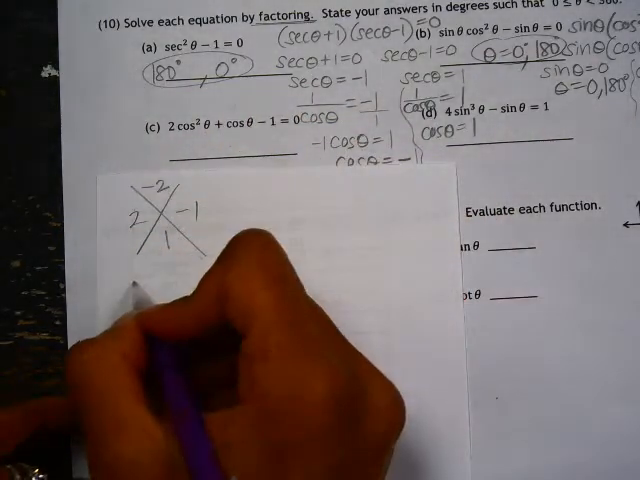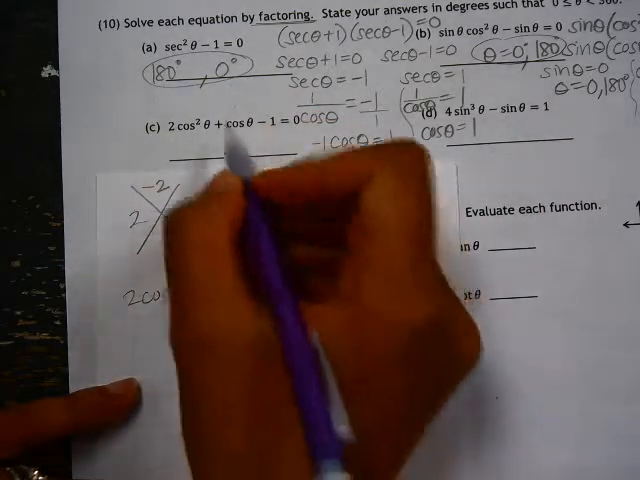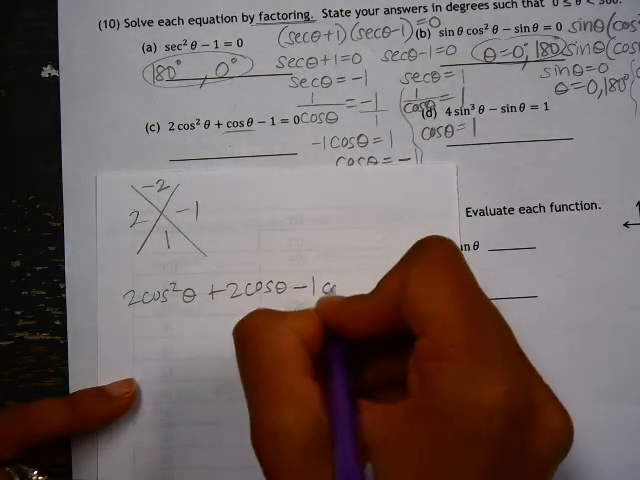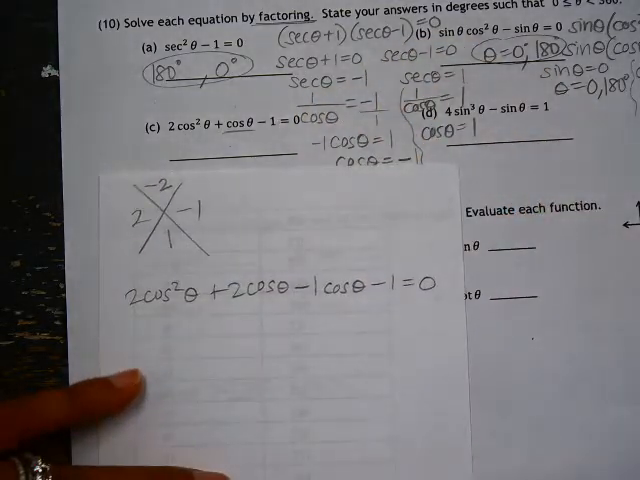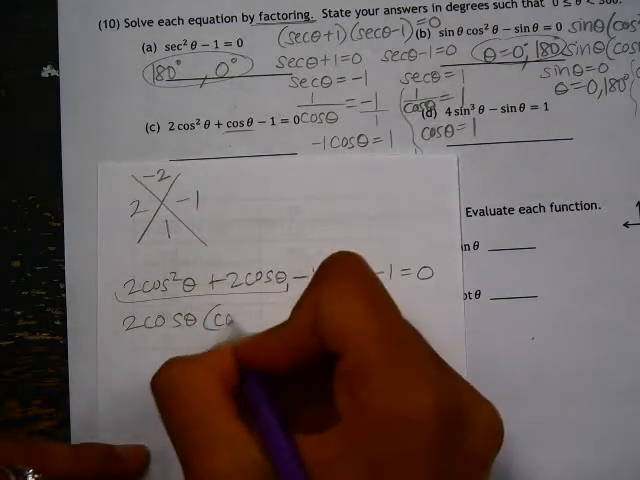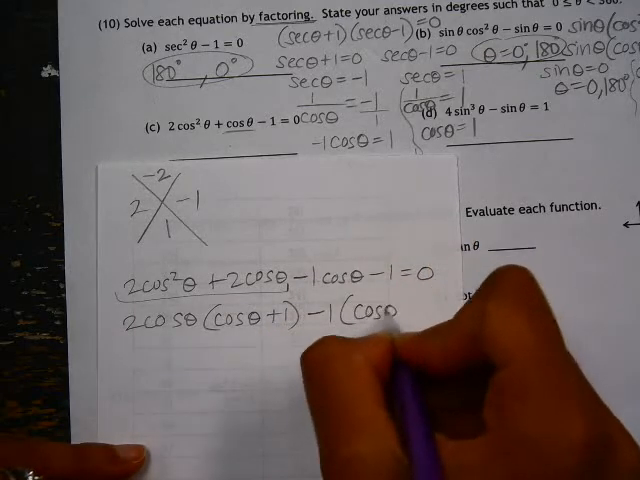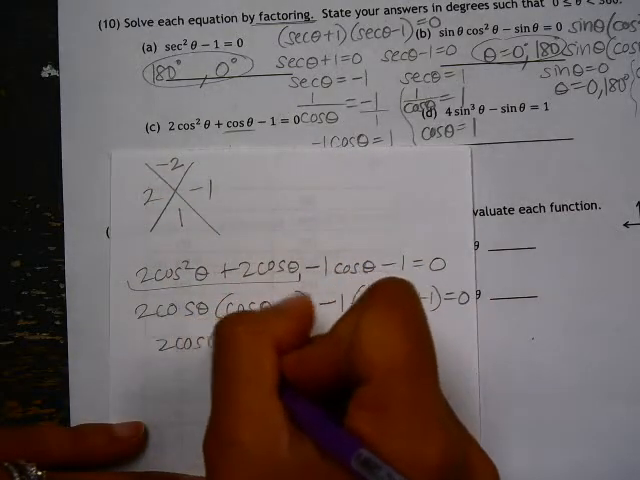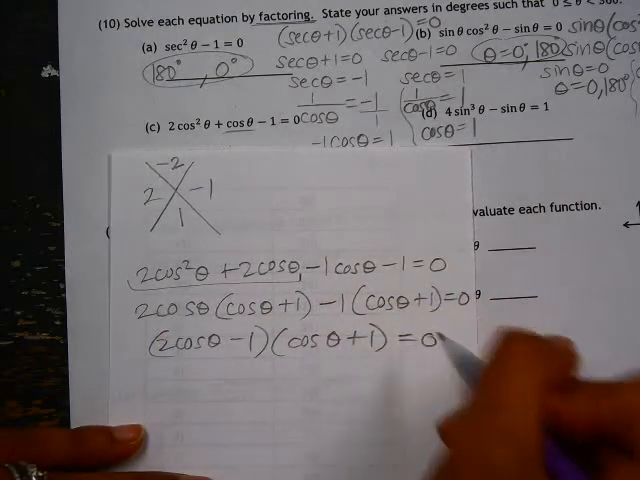If we're going to factor by grouping, this would be 2 cosine squared theta plus, and then we're splitting the middle term into these two. So 2 cosine theta minus 1 cosine theta, and then the last term stays the same. And then grouping that, we get 2 cosine of theta times cosine theta plus 1, and then minus 1 times cosine theta plus 1. So the two factors we get here are 2 cosine theta minus 1, and then cosine theta plus 1 equals 0.